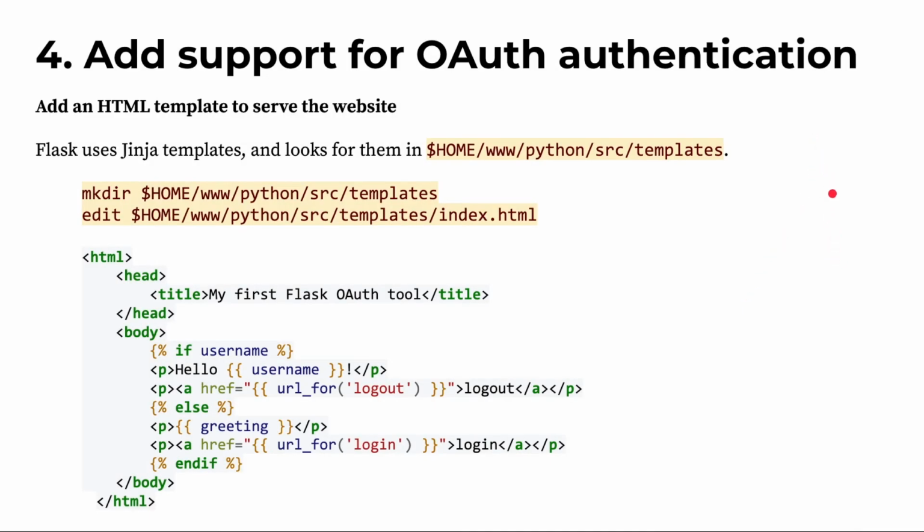So as we saw, we were loading an index.html file. We will create a new template. Flask uses Jinja templates, and it looks for them in the src/templates folder as a convention. So we will create such folder, and then we will edit the index.html file, and we will add this HTML file with some template tags for rendering, if you're logged in, a message and a logout button, and then if you're not logged in, the greeting, and then the URL for logging in.